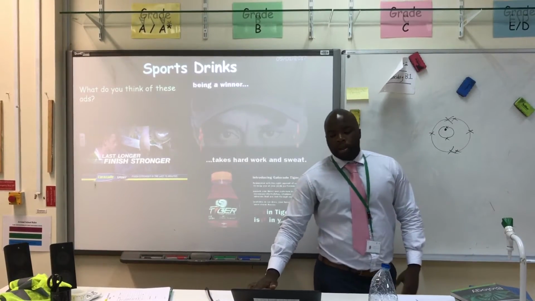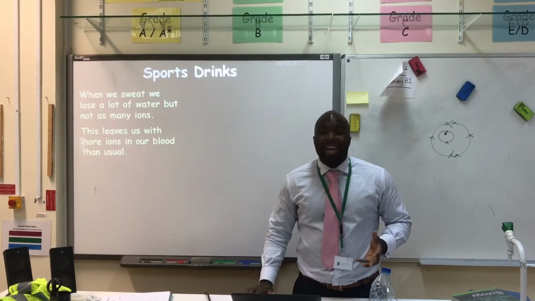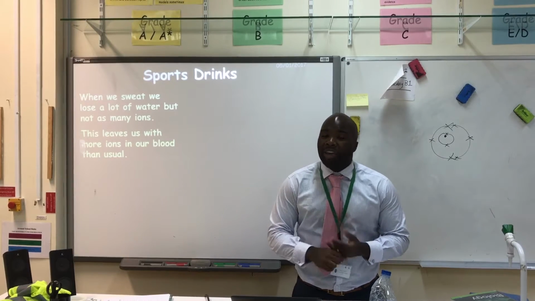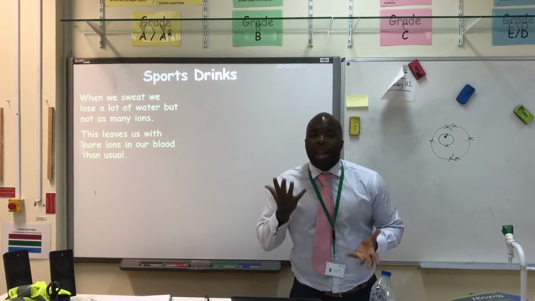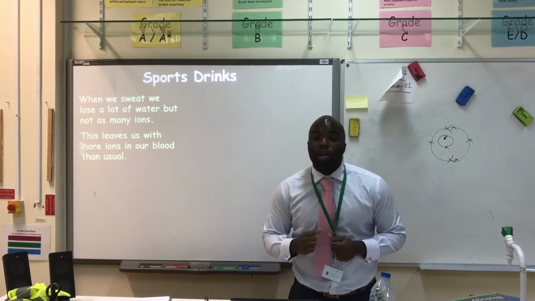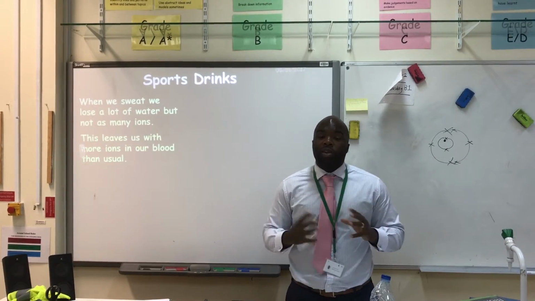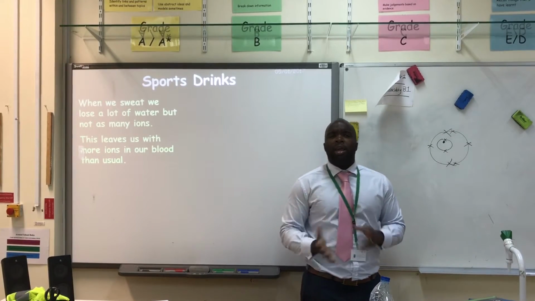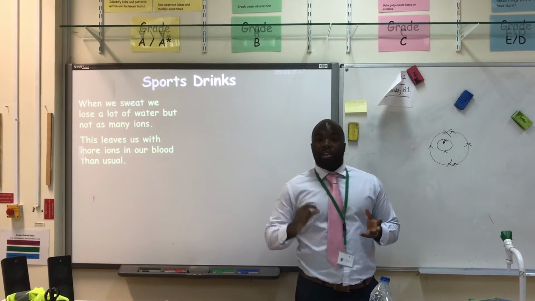So let's get going. As athletes, we lose so much water when we sweat, but at the same time we lose ions. However, we don't lose as many ions as we do water, and therefore that causes an imbalance. Don't forget in our last lesson we looked at osmosis, and if there's an imbalance between water and ions, cells can either shrink or burst. Today we want to look at how athletes try to maintain their water levels consistently.